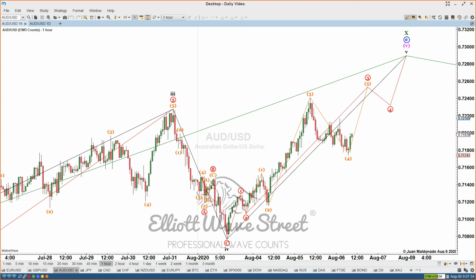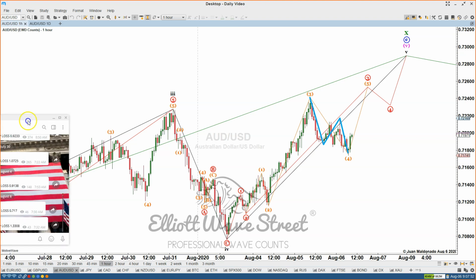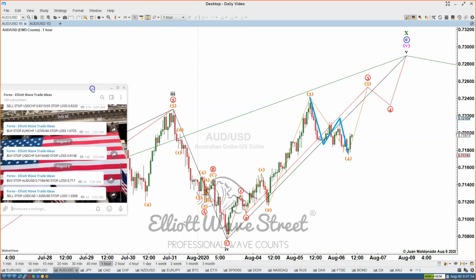This is the Aussie. The Aussie dollar is in a bullish trend, and we have a corrective wave, a three-wave sequence. So this morning, I shared this trade with my clients. I'm long Aussie. Let me show you the Telegram channel. Here, I bought today at 7:30 a.m. the Aussie at 71.84.